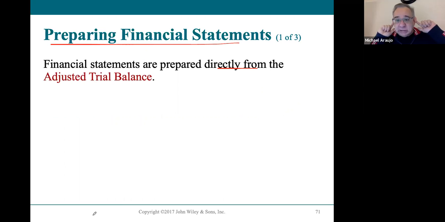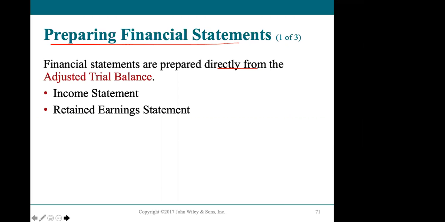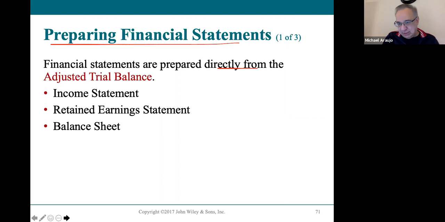What's the very first financial statement we do? Income statement. Thank you. The income statement. Exactly. So the income statement, then we do the retained earnings statement, then we'll do the balance sheet.